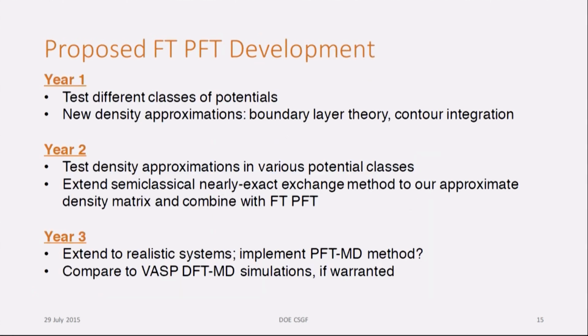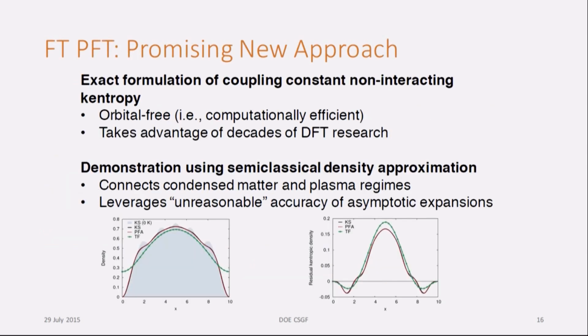Future work I'll be doing at Lawrence Livermore in my fellowship there, and this is one track of that proposal. I'll be working on testing different classes of potentials and hopefully extending it to 3D systems and implementing it into a potential functional theory molecular dynamics code and comparing it to VASP using their high-performance computing facilities there. So in summary, I've come up with an orbital-free, therefore computationally efficient code for one dimension that takes advantage of decades of DFT research, utilizes the unreasonable accuracy of asymptotic expansions, and connects disparate regions of phase space from condensed matter all the way to plasma.